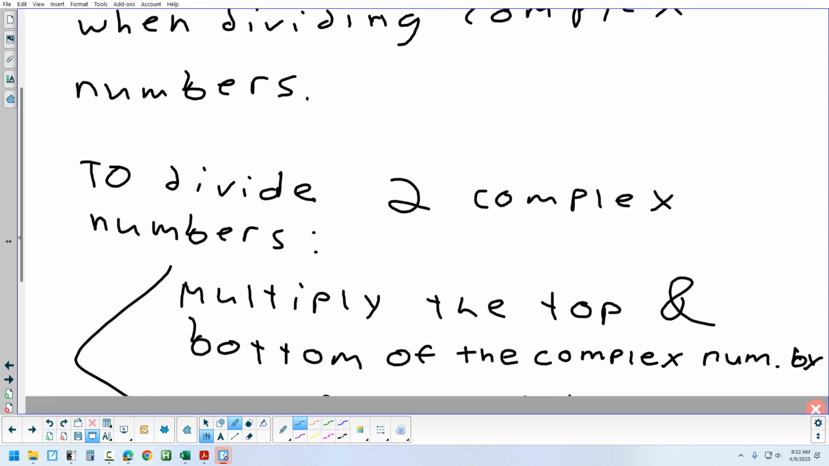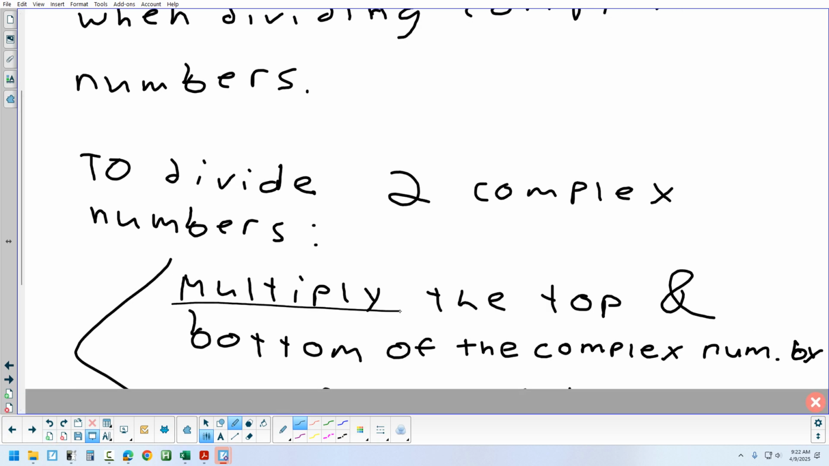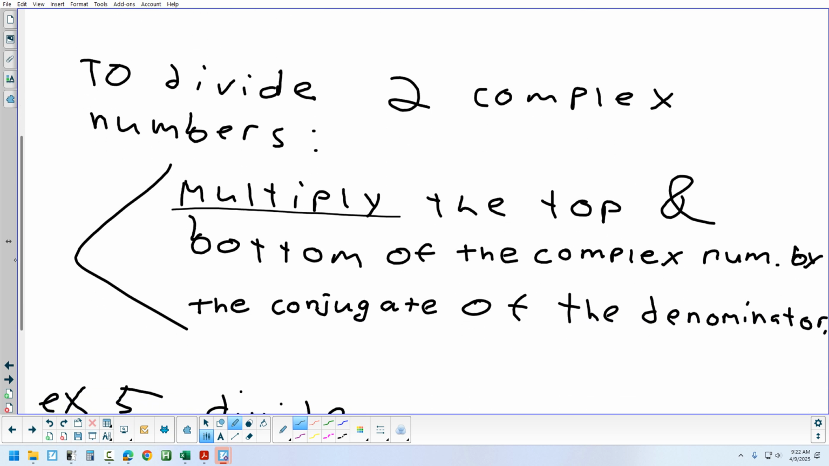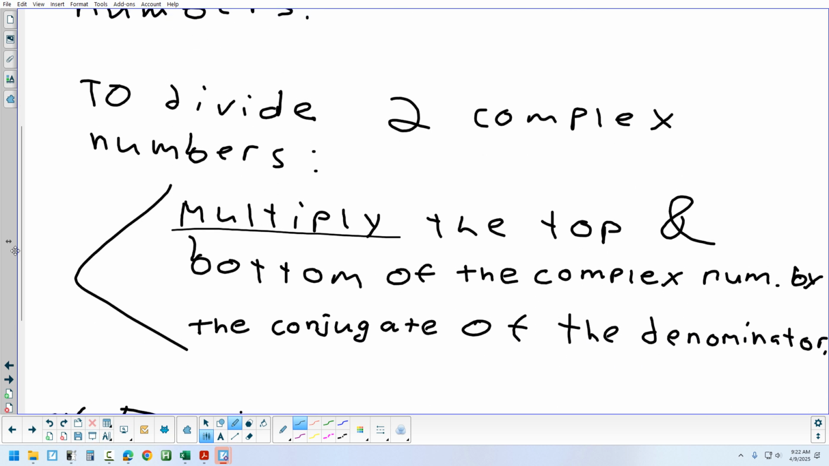When you divide two complex numbers, notice the first thing it says is you multiply, right? You don't actually do division, you multiply. What you do is you multiply the top and the bottom of your fraction by the conjugate of what's in the bottom. So it's like two multiplication problems you have to do. Multiply top and bottom by the conjugate of what's in the bottom. Not the conjugate of what's in the top, the conjugate of what's in the bottom.